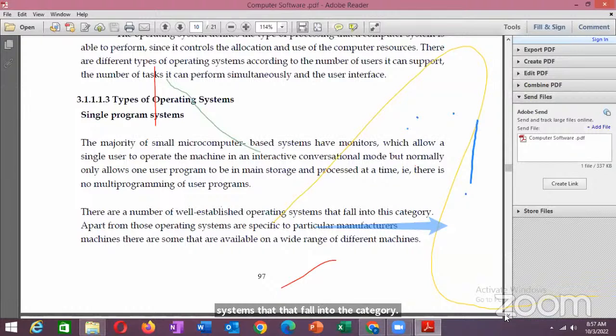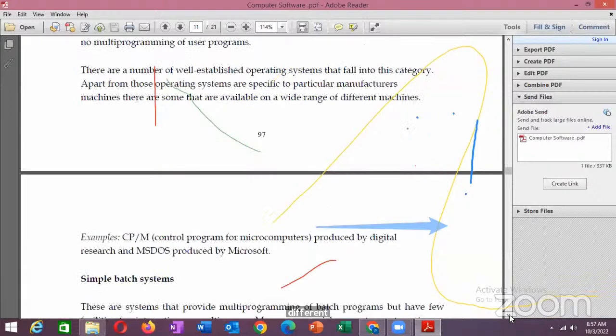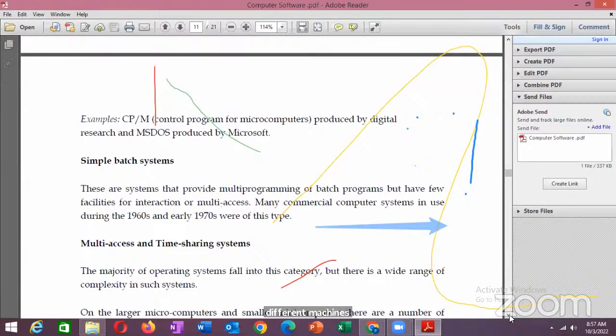Apart from these operating systems specific to particular manufacturers' machines, there are some that are available on a wide range of different machines. An example is CP/M, the control program for microcomputers produced by Digital Research, and MS-DOS produced by Microsoft. This is the Microsoft Disk Operating System.